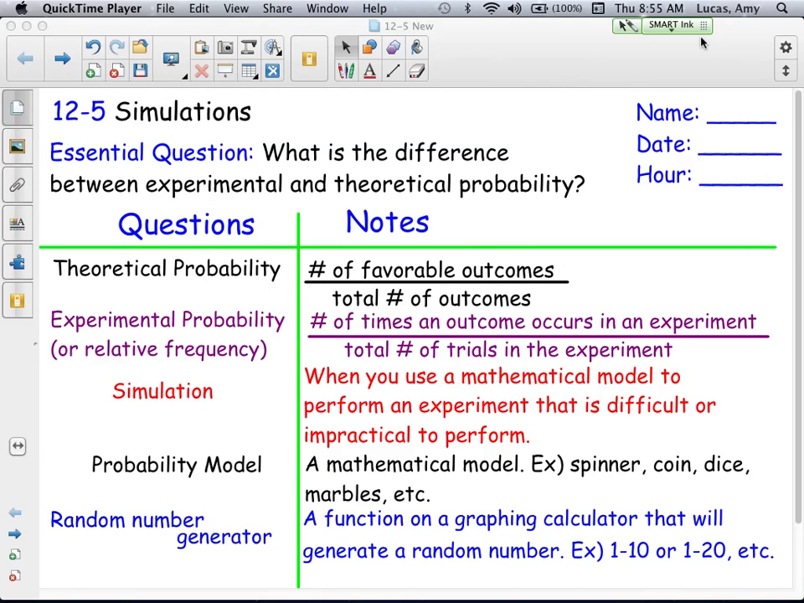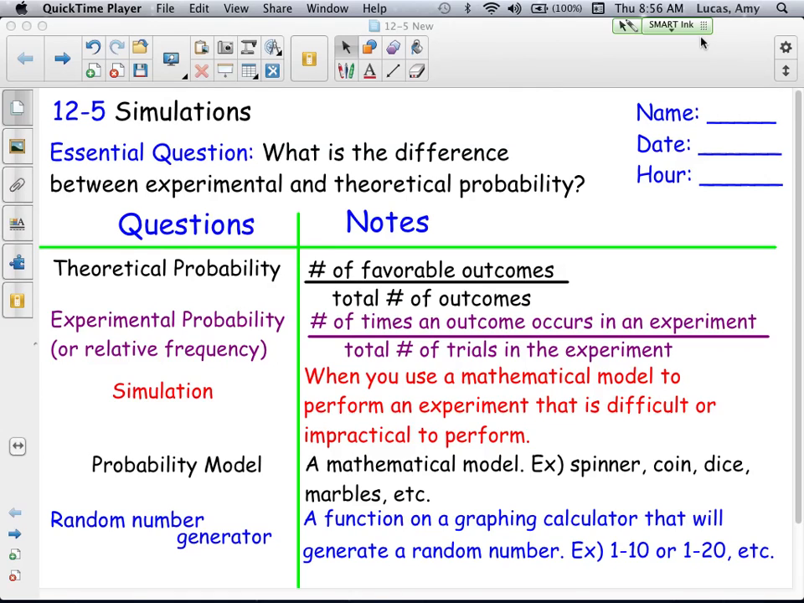In order to carry out an experiment, you may use what's called a simulation. A simulation is when you use a mathematical model to perform an experiment that is difficult or impractical to perform. So what it means is that you may use a probability model, which is a mathematical model, in order to carry out your experiment. A mathematical model could be a spinner, it could be a coin or more than one coin, it could be a fair die or dice, could be a bag of marbles, etc.